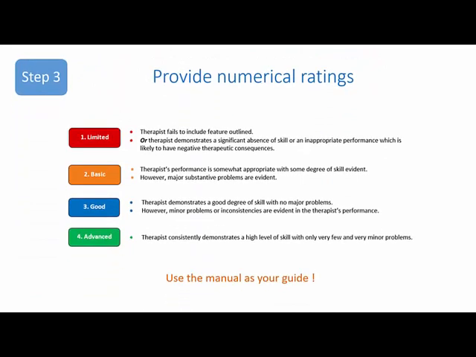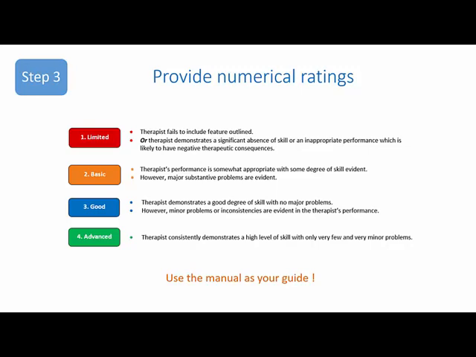So we remember that we need to provide numerical ratings on both of these items. And the numerical ratings range from 1 to 4 for each item. So number 1 demonstrates limited skill. So this is either that the feature wasn't outlined, so something wasn't there, for example an agenda wasn't set, or there was an absence of skill or an inappropriate performance which may have had negative therapeutic consequences.